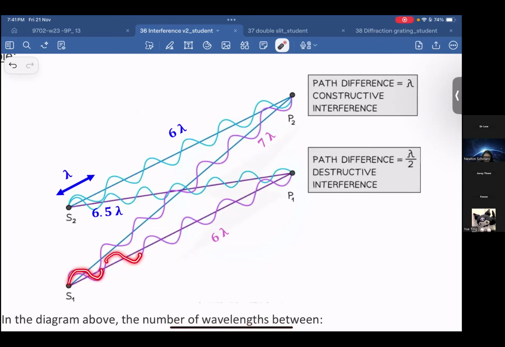1, 2, 3, 4, 5, 6. Okay, what is their path difference? 6.5 minus 6. So S2 travels an extra half wavelength. When they travel an extra half wavelength, can you see? This is a crest meeting up with a trough. So at the end, destructive interference is produced.